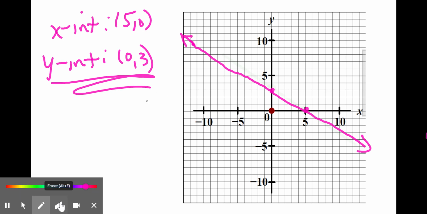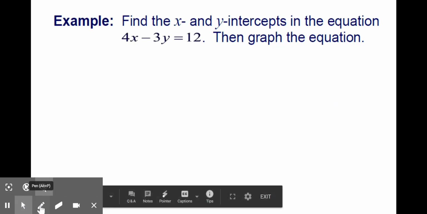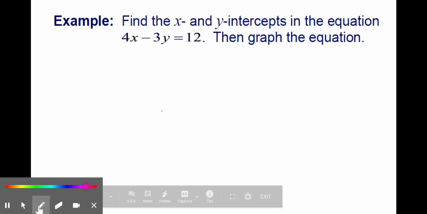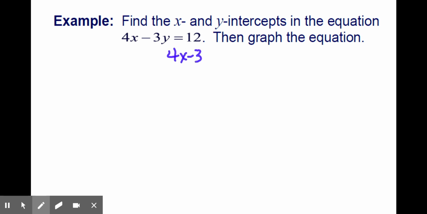All right, so let's try another one here. If you kind of get the idea, maybe you want to try this one on your own. If you don't, follow along and we'll see if we can do it together. So same idea. I have 4x minus 3y equals 12. This is my equation. Again, it's in standard form.